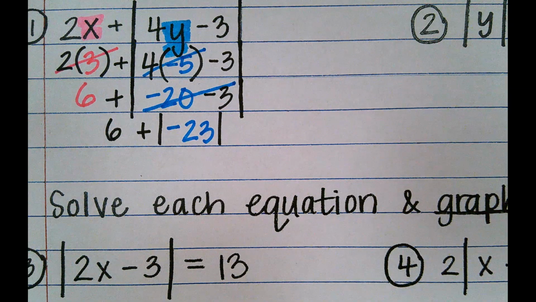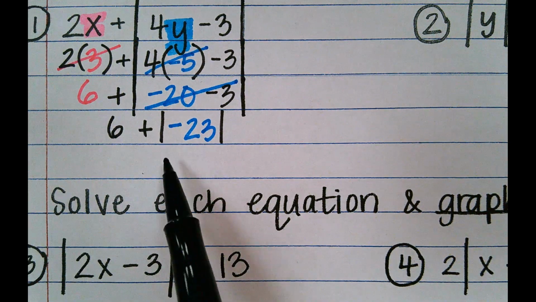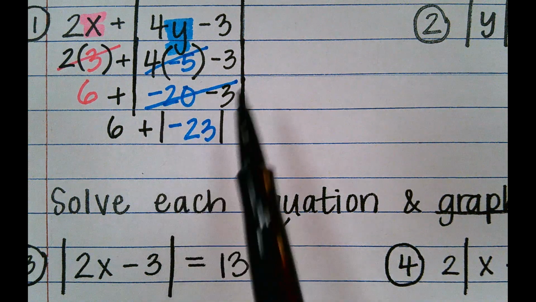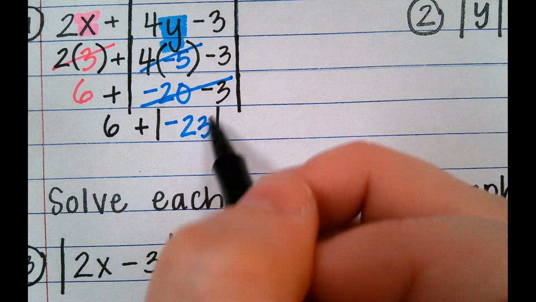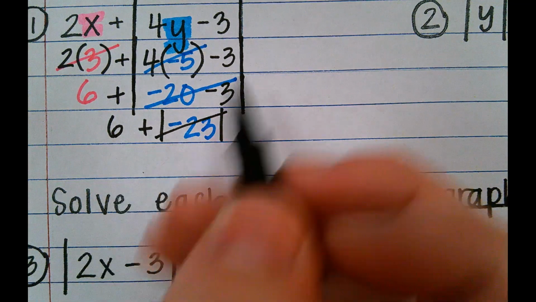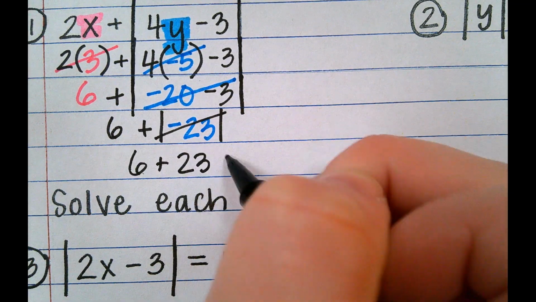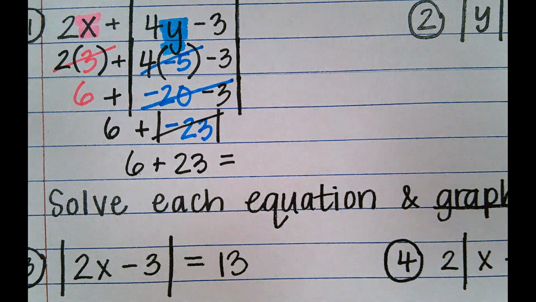What do I do next? The absolute value of negative 23. Yes, absolute value. Perfect. The absolute value of negative 23 is positive 23. So I can bring that down. 6 plus 23. And what's my answer? 29.